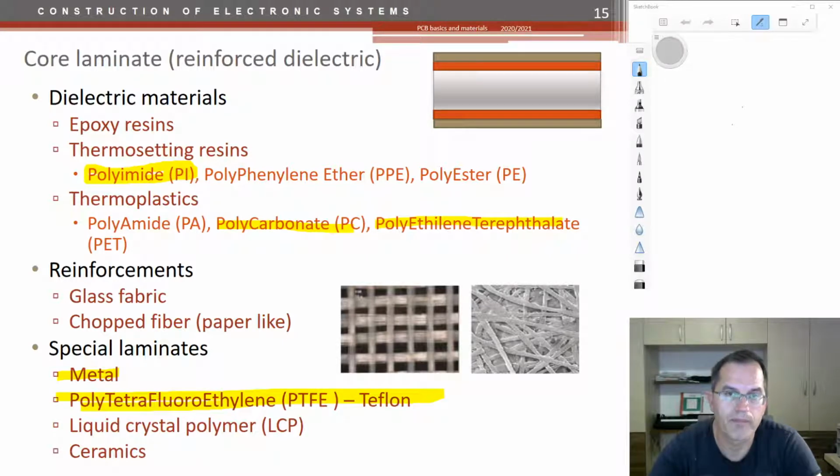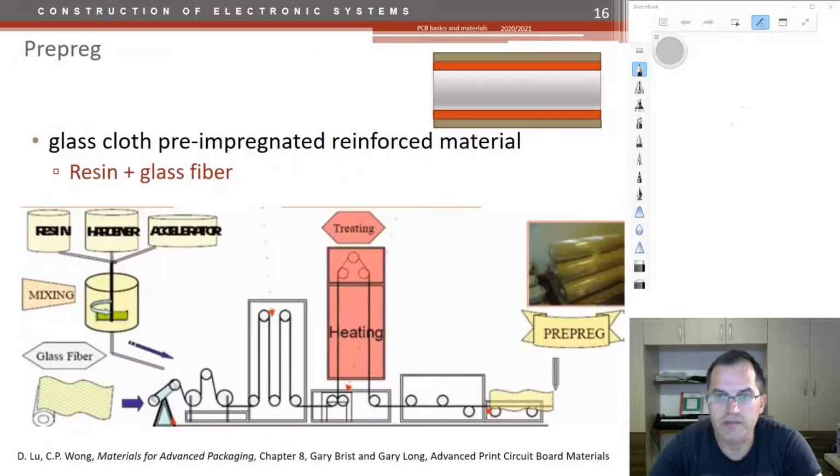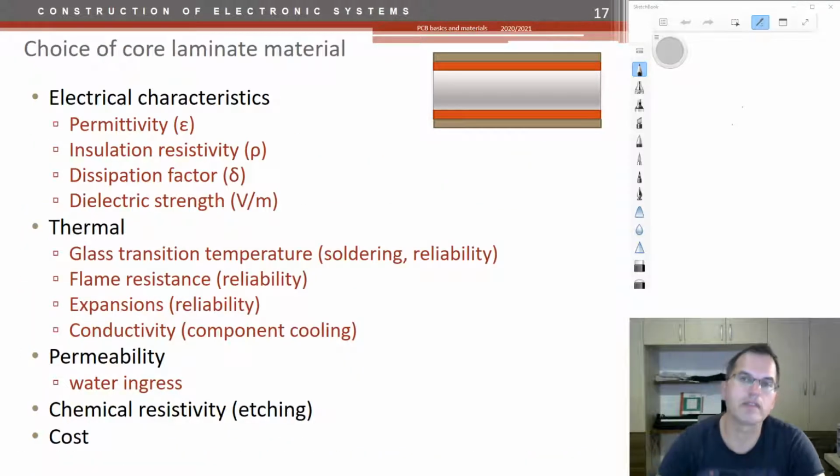Okay. So let's go further now. What are the properties of this core laminate material that we should care about? Electrical characteristics. Well, the permittivity or dielectric constant is the first one. That's important because the speed of propagation of electric signals is dependent on it.